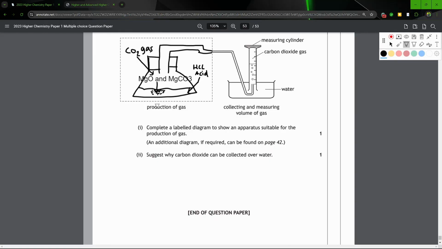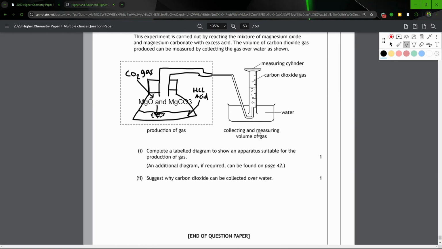And on to the very, very last question now. So we'll suggest why carbon dioxide can be collected over water. And the reason is, if you're going to be doing that, it can't dissolve into water. So you can say that carbon dioxide is insoluble in water.